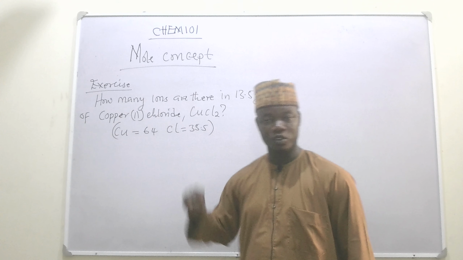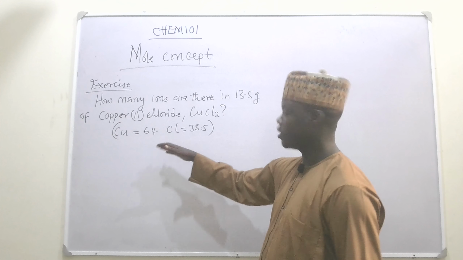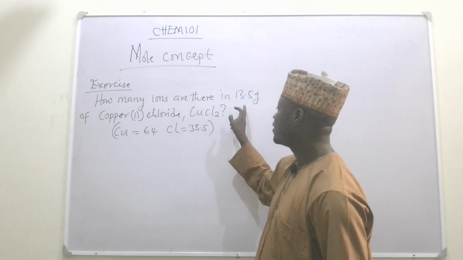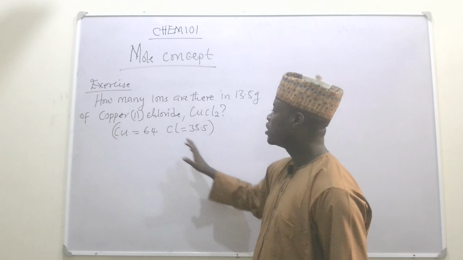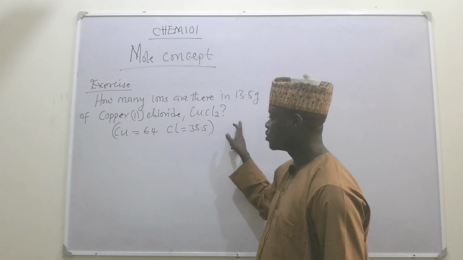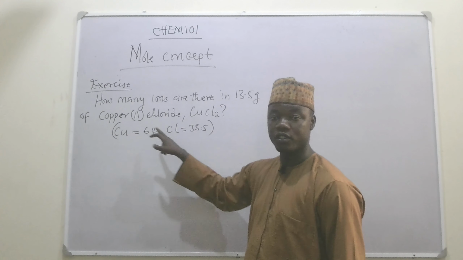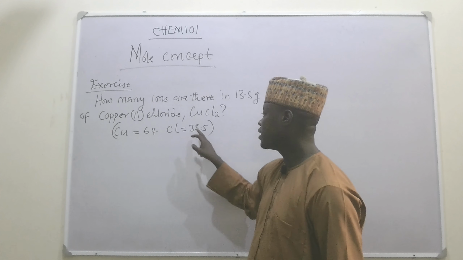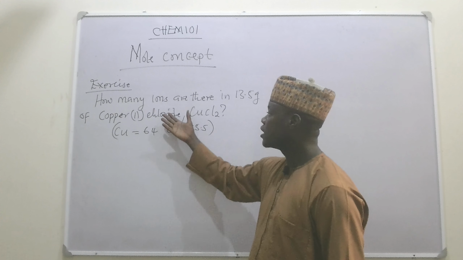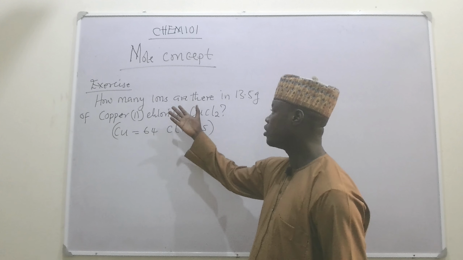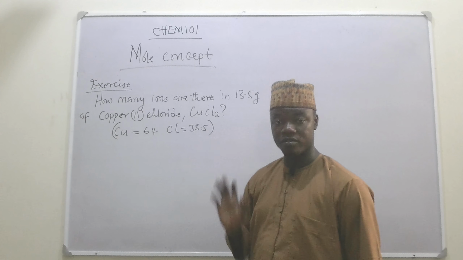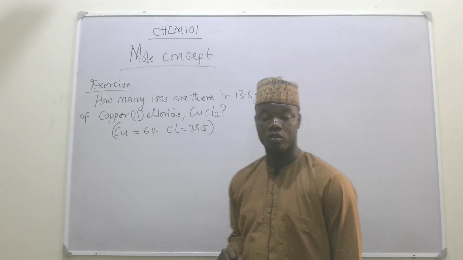Please try these questions so that you can put the answer in the comment section. How many ions are there in 13.5 gram of copper(II) chloride, CuCl2? The mass of copper is given as 64. The mass of chlorine is given as 35.5. Based on the examples that I gave, we can simply calculate the number of ions present in the 13.5 gram of chloride.